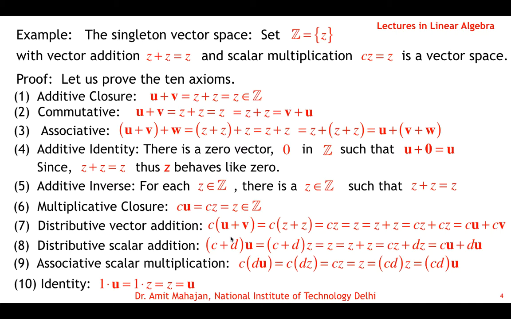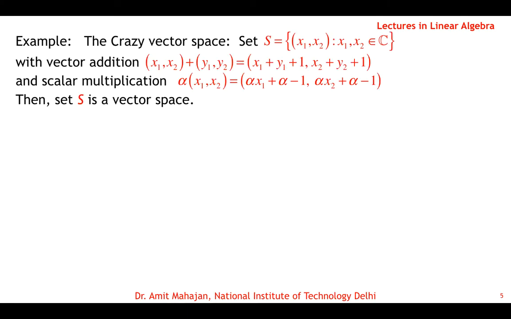Now we take one more example. We said earlier that in the fourth property, the zero vector need not be exactly the zero element, so we'll take one example to show you this. This is a very crazy vector space where we define a set S to be having two elements x1, x2 such that x1, x2 belong to complex numbers. So the set contains elements of two tuples x1, x2 where x1, x2 are complex numbers.